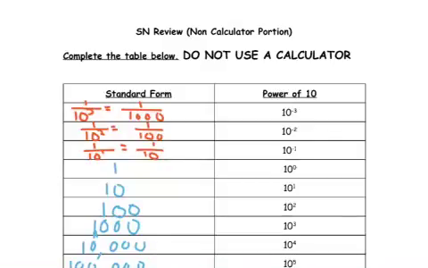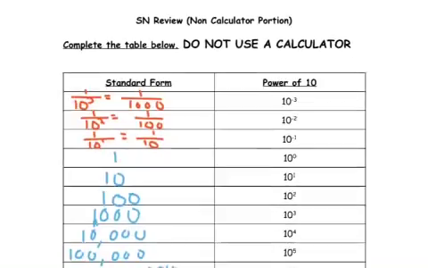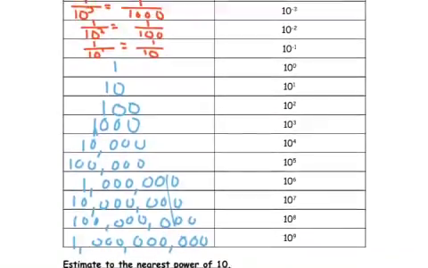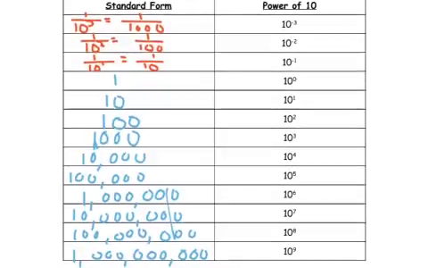All right, everyone, this is a review for your exam. There will be a non-calculator portion and then a calculator portion. So hopefully with this portion you did not use a calculator. I have the chart already completed for you. A few things I want you to remember.